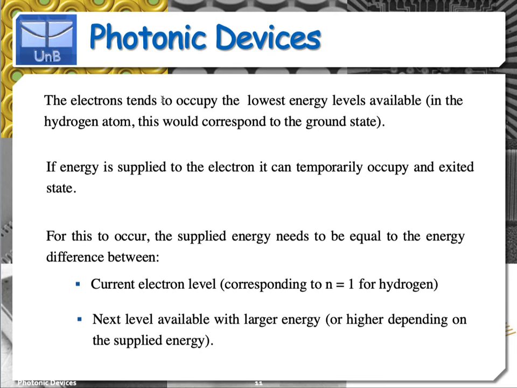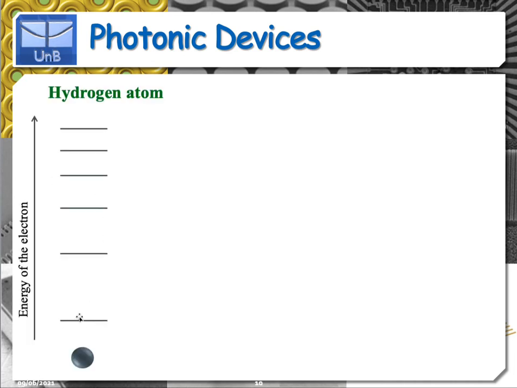So how do the electrons distribute themselves among these different energy levels? The electrons tend to occupy the lowest energy level which is available for them. So in the hydrogen atom, this would correspond to the ground state, which is this one right here, the one with the lowest energy. So at a temperature of 0 Kelvin, the electron would occupy the lowest level available.